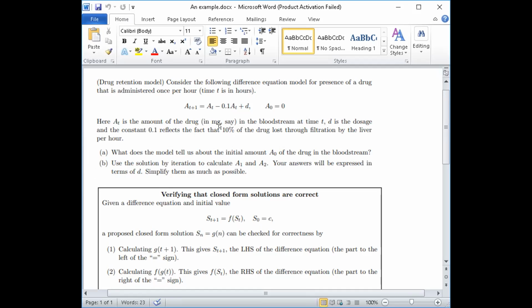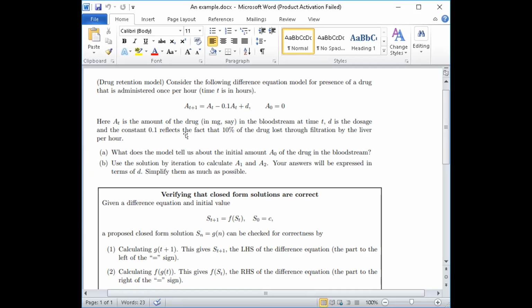All right. So we measure the amount of drug in your bloodstream. A_t is the amount. So this is a difference equation, right? This is a first order. So A_{t+1} is equal to A_t. What is A_t? A sub t is the amount of drug you will get, right?